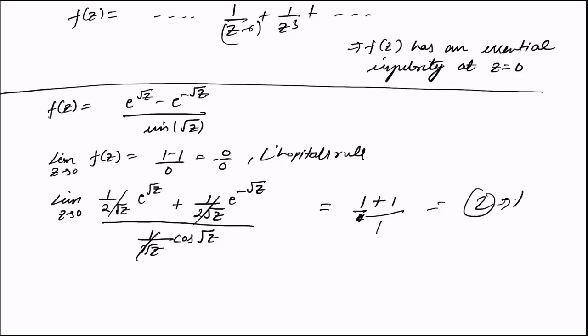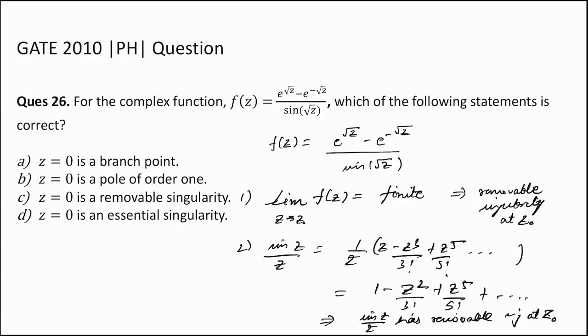Now this is finite, and since this value is finite, we say that this function f(z) has a removable singularity at z equal to 0. Okay, so option C is correct for this question. Thank you for watching this video.